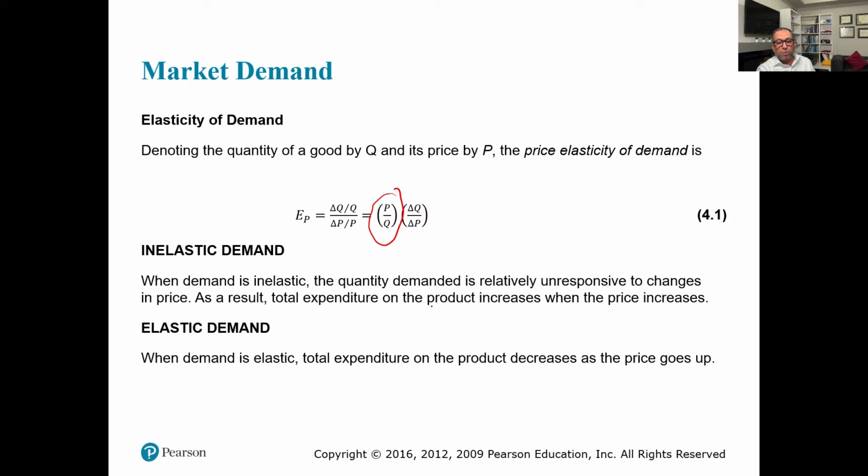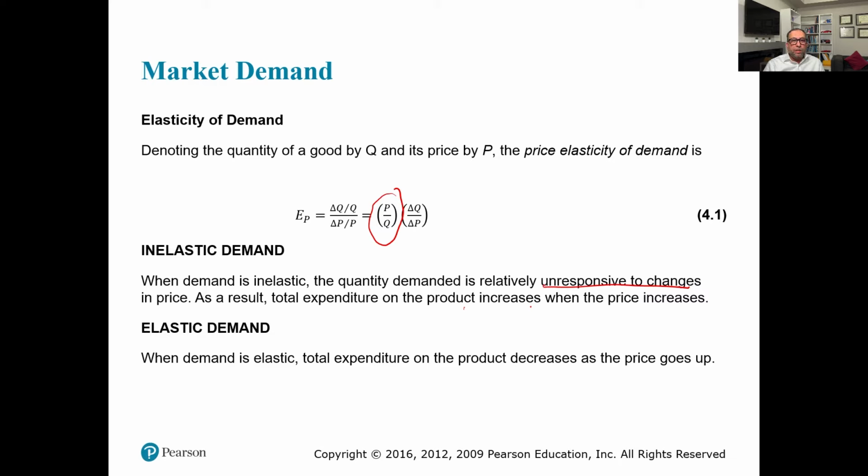As a result, the total expenditure. Now we want to relate it with the expenditure. So if the demand is inelastic, relatively unresponsive to the change in price, as a result, total expenditure on the product increases when the price increases. For example, we are talking about a product like a medicine or salt, because the quantity is inelastic, it's not changing so much with the change in price. So if the price increases, definitely the expenditure on this product is going to increase. And if the price decreases, the expenditure will decrease.